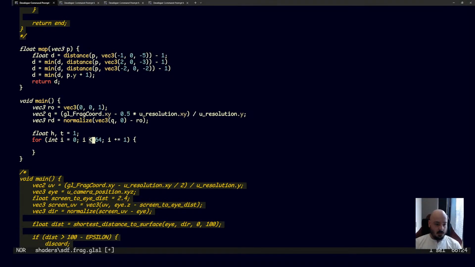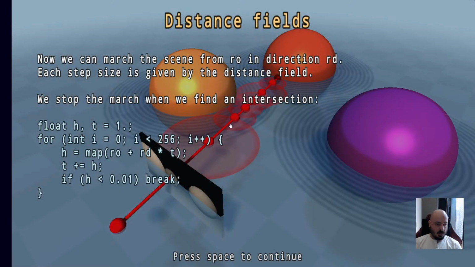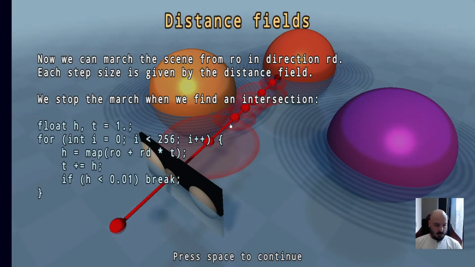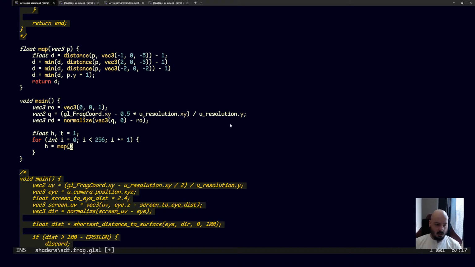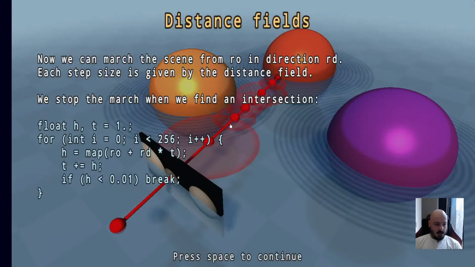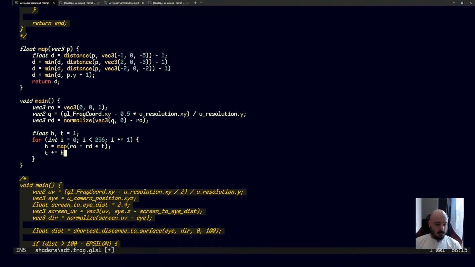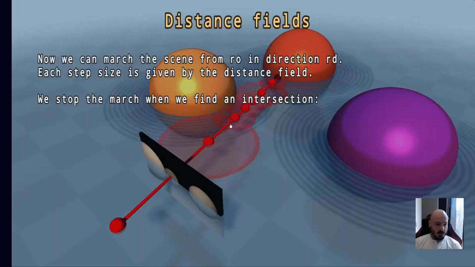I guess I'll use 256 as well. I did this last time. So h equals map of the origin plus the direction times t. T is the amount we're going to move. Did I say distance? I meant direction. So that's going to give us the closest, and then we add the closest to t.